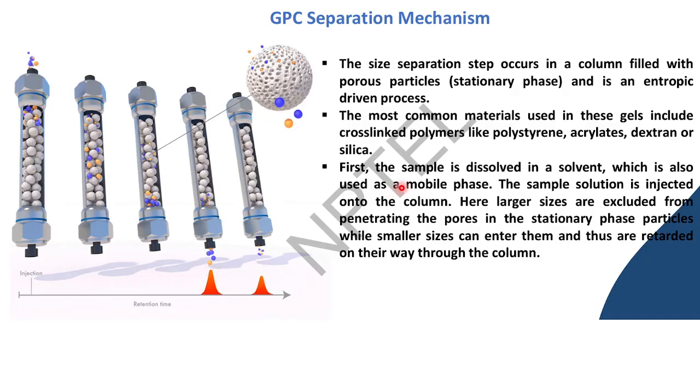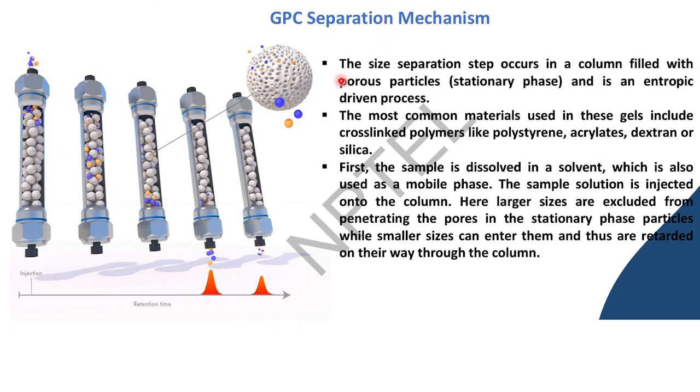When the sample solution is injected into the column, the larger sizes are excluded from penetrating the pores. These are the small pores inside the granules. When the size of your sample is larger than the pore size, it will not penetrate the pores. It will just come out by avoiding the pores, passing in between two particles, two granules. That's why it will be retained for less time inside the column.